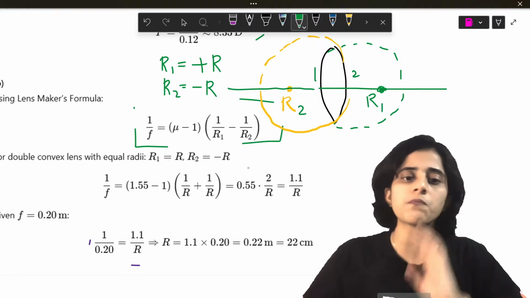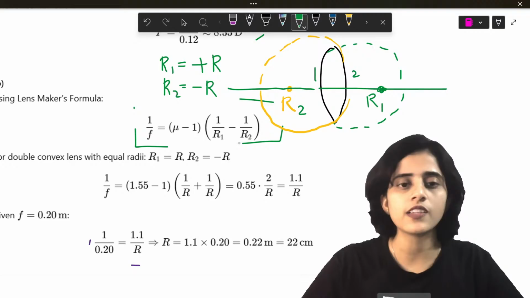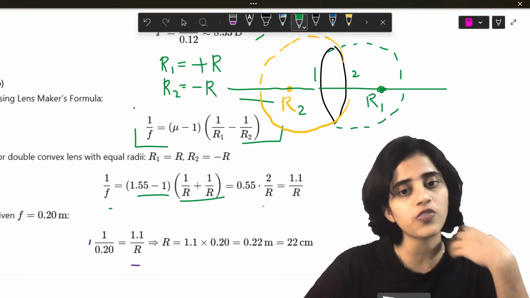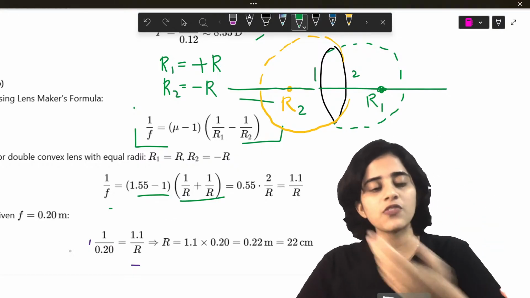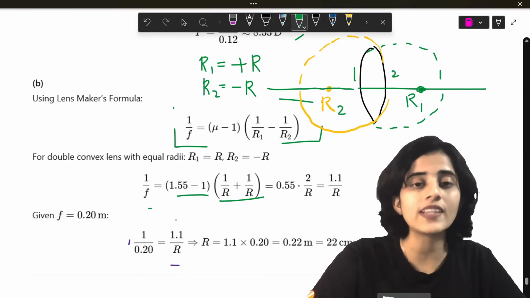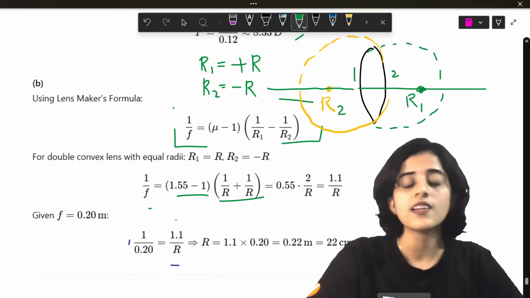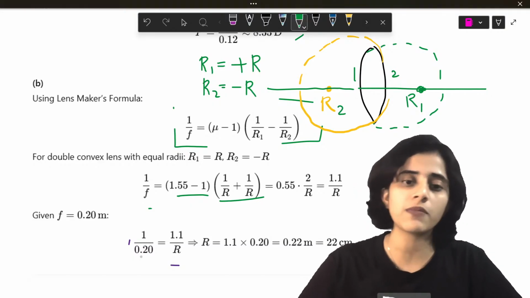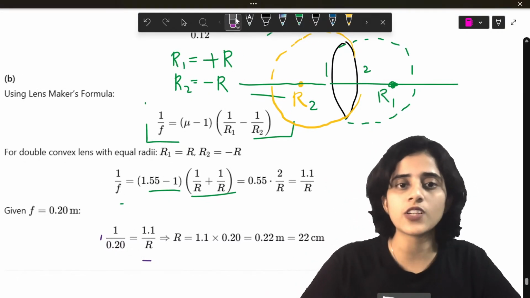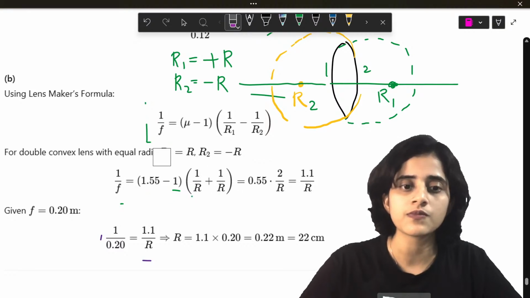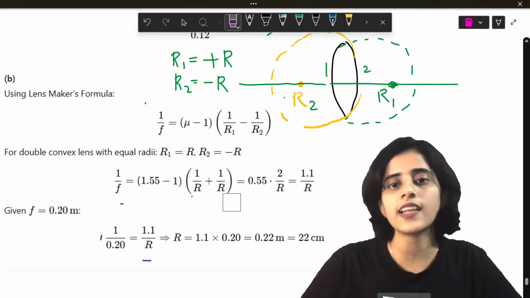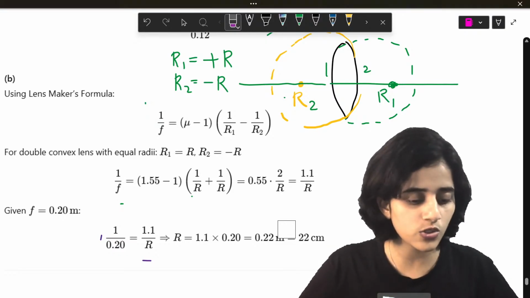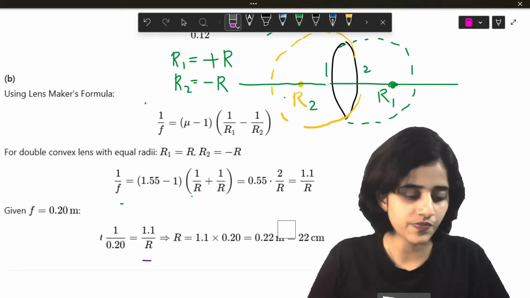Then you just have to simply substitute it in the formula. Instead of R1 and R2, substitute this. Mu is also given. You find out 1 by F. 1 by F is also given. 1 by F is 1 by 20, because the question says, find out the radius of curvature when focus is 20. So 1 by F is 1 by 20. Quickly solve it and let me know if it's clear. The only challenging part is you should know which is positive, which is negative. I've shown that clearly to you now.